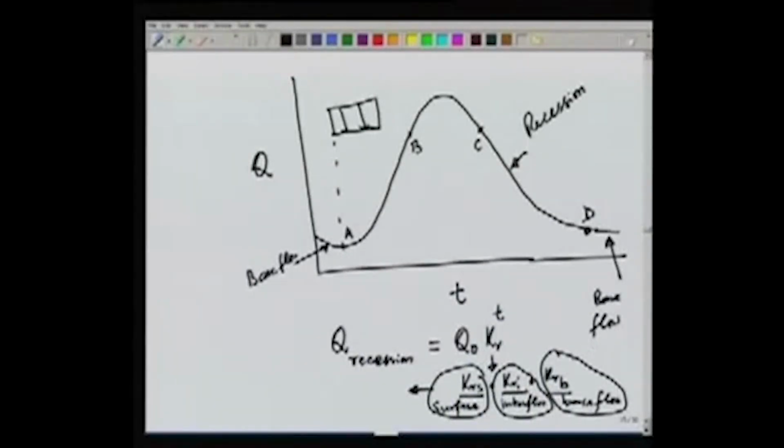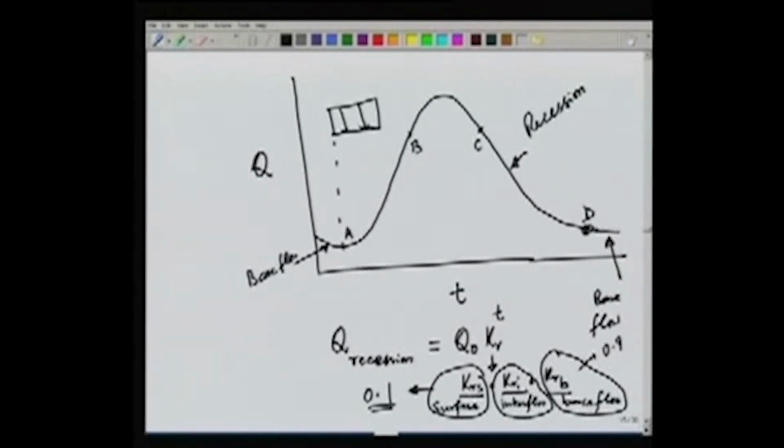And base flow, it depends on how the groundwater contribution is decreasing. There are some typical values which are generally used for these coefficients. So KRS is typically taken as 0.1 and KRB is typically taken as 0.9. So this decreases very slowly. This decreases at a quite fast rate. So this tells you about the recession limb.